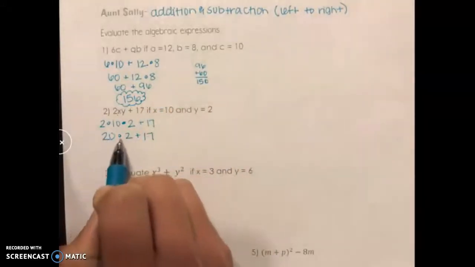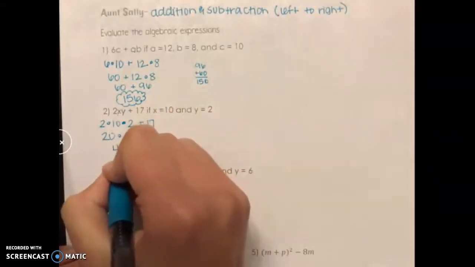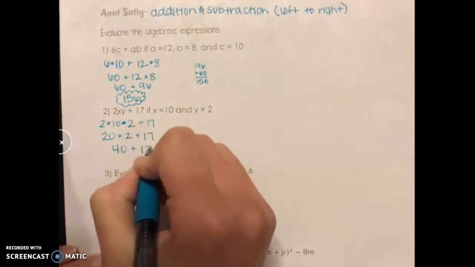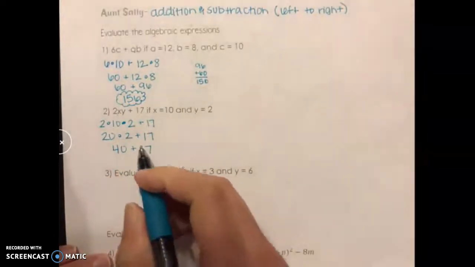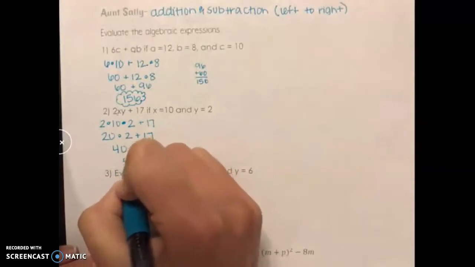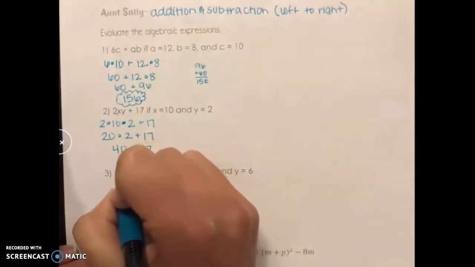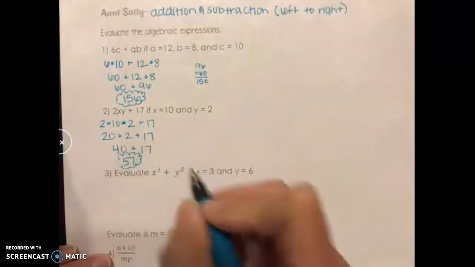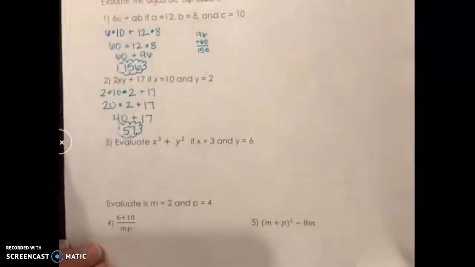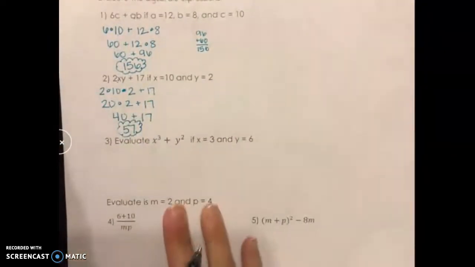Okay, and multiplication again. And all I have left is addition. So 40 plus 17 is going to give me 57. See, guys, not too bad. All right, so don't let these variables freak you out, guys.